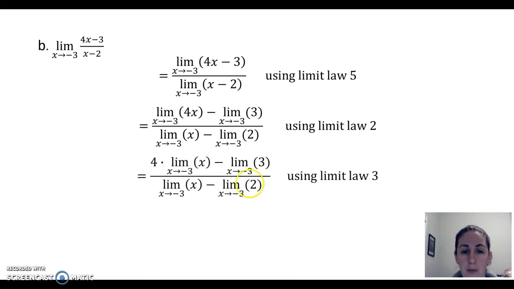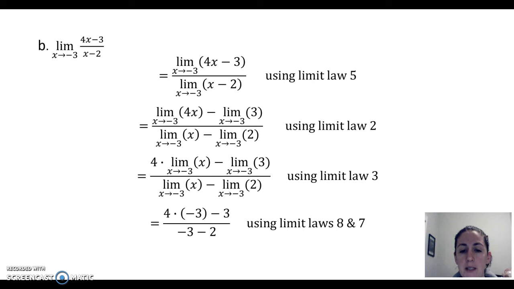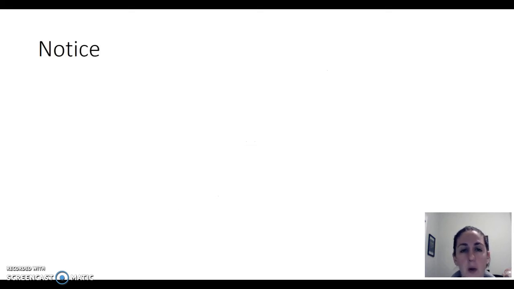Using limit law number 3, we can pull this coefficient out front, kind of like we did in that last example. And then using limit laws 8 and 9, the limit as x approaches negative 3 of x is just negative 3, and the limit as x approaches negative 3 of a number is just that number itself. And we see that the limit as x approaches negative 3 of 4x minus 3 over x minus 2 is just 3.